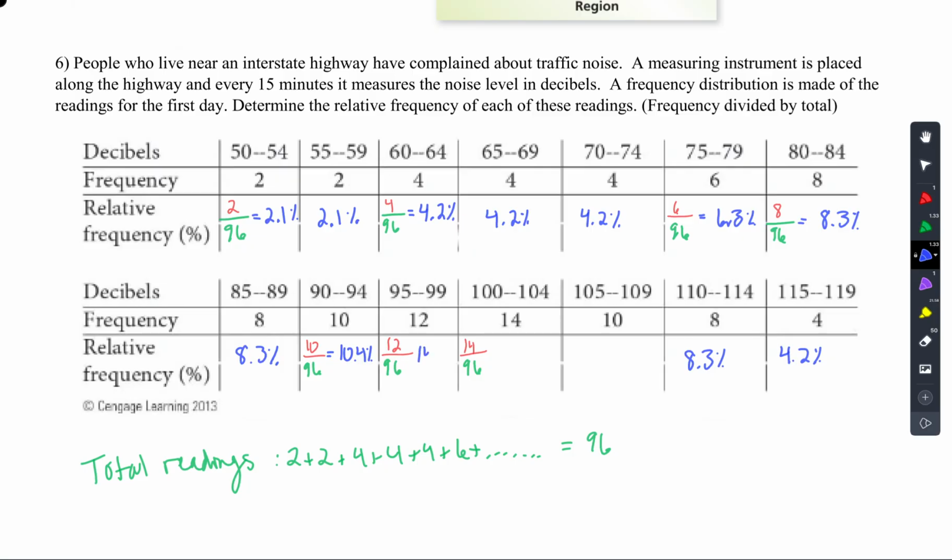10.4, 14.6. And again, just typing. Oh, wait, I wrote that wrong. That's 12.5. Whoops, I wrote the wrong one. This is 14.6. And then 10 was 10.4. So that's a frequency table. Just less to do. Okay, so that's it.